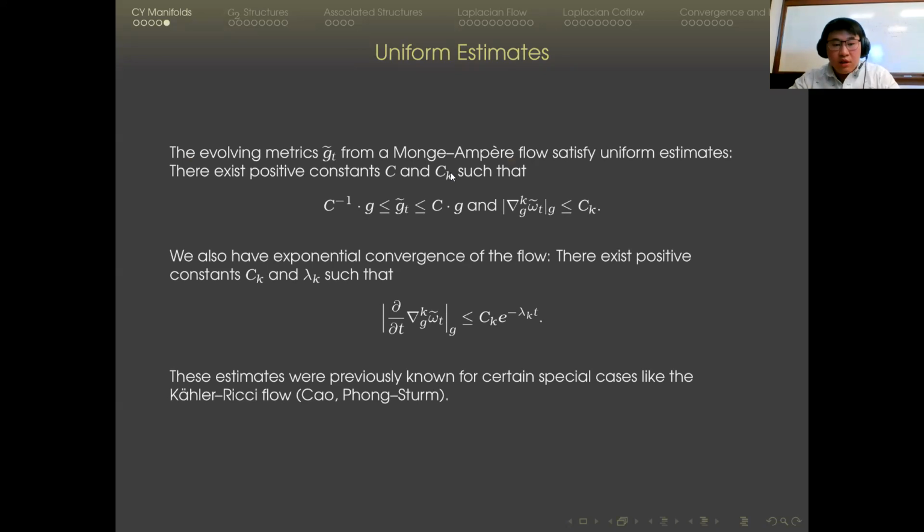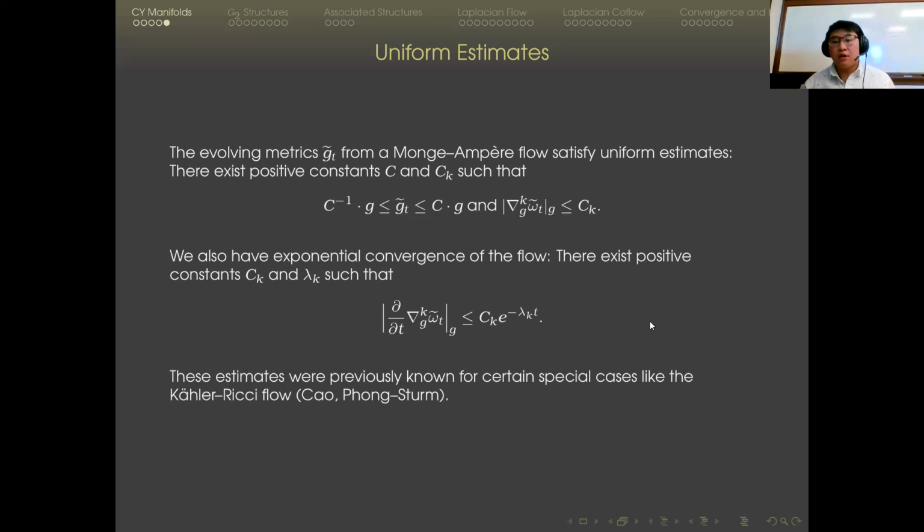And what do we get from these Monge-Ampère flows? We have pretty much the same estimates as we have for the Kähler-Ricci flow and other things. So we have uniform estimates. These g_t, the evolving Riemannian metrics, are uniformly bounded with respect to the starting metric, and we also have good bounds on their derivatives. And we also have exponential convergence of this flow.